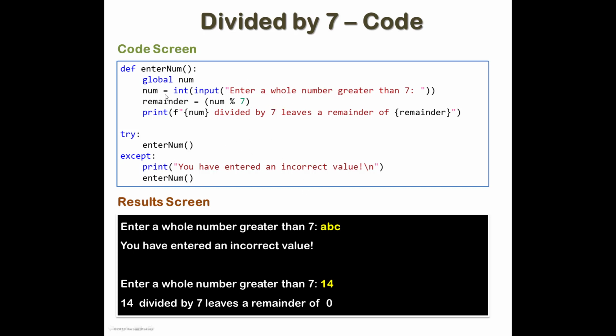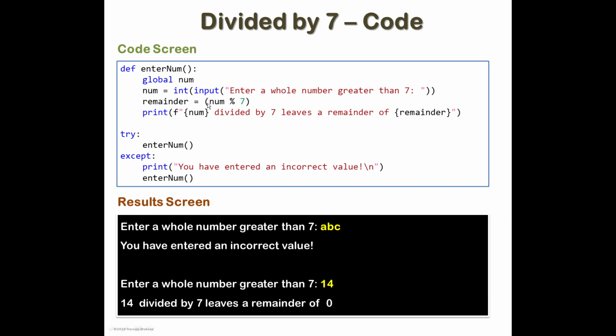Now num is equal to integer, so we're going to convert whatever they type into an integer. Then it's an input because they're entering data, and this is an instruction. It says enter whole number greater than 7, and then you leave a little gap here. So that's what is displayed here, greater than 7 and a little gap.